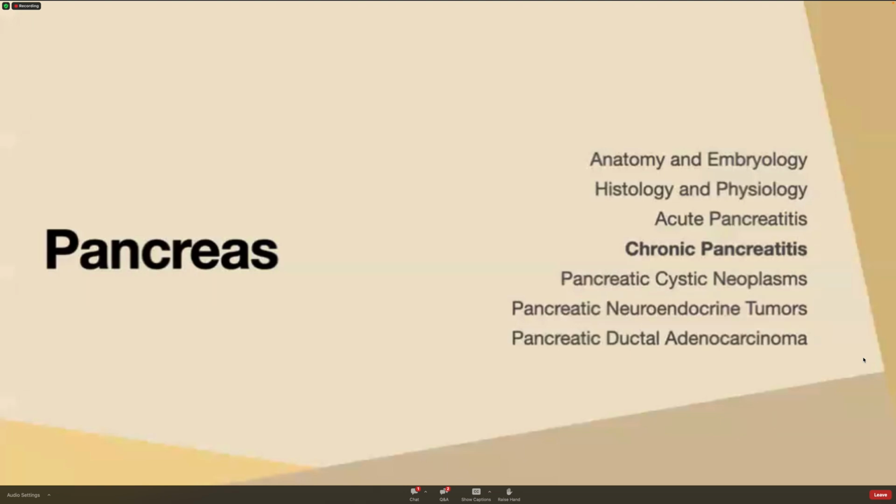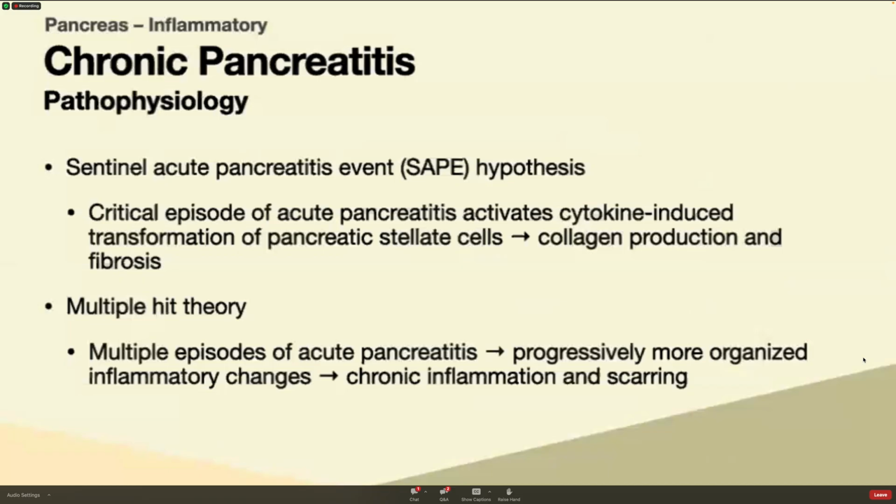We now go to chronic pancreatitis. These are just some of the theories on how chronic pancreatitis develops. In the sentinel acute pancreatitis event, there's a critical episode of acute pancreatitis which causes a cascade of events leading to collagen production and fibrosis. Another is the multiple hit theory, wherein multiple episodes of acute pancreatitis cause progressive inflammation and scarring of the pancreas.